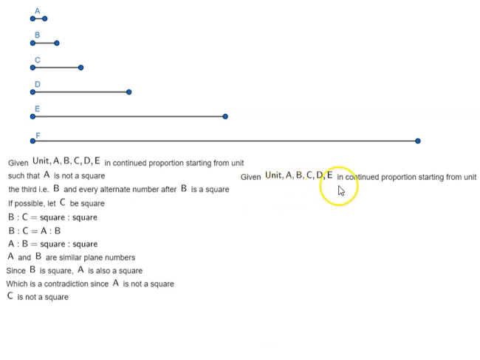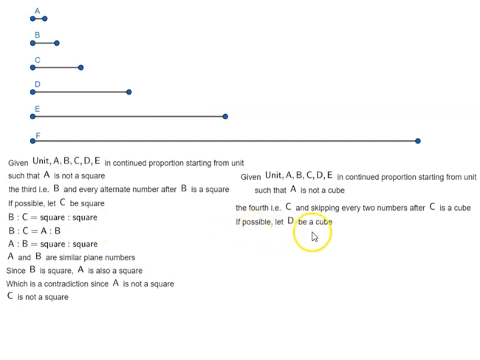Given unit A, B, C, D, E in continued proportion starting from the unit such that A is not a cube. Based on the previous proposition, we have seen that the fourth, that is C, and skipping every two numbers after C is a cube. So C is a cube, skip 2, F is a cube, and if we had more numbers, skip 2, the next one will be a cube. So we have already seen this. But what this proposition is saying is that the remaining numbers will be not cubes because A is not a cube. So let's see for D.